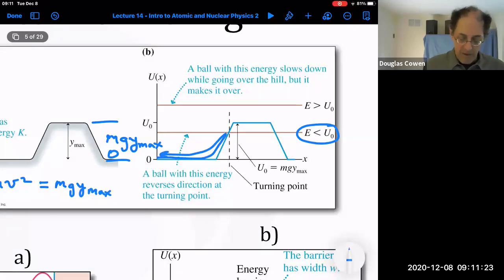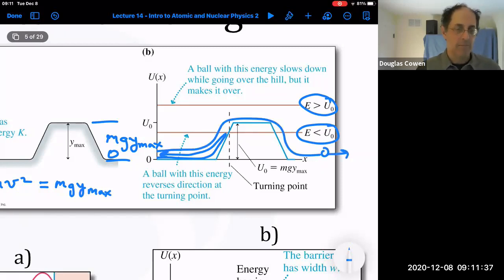By contrast, if the energy is greater than U0, if the kinetic energy is greater than mg y max, then the ball will be able to go up and over, and it'll be on the other side, traveling off on its merry way.